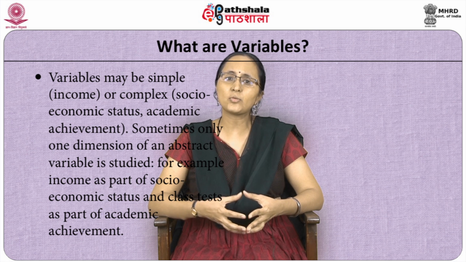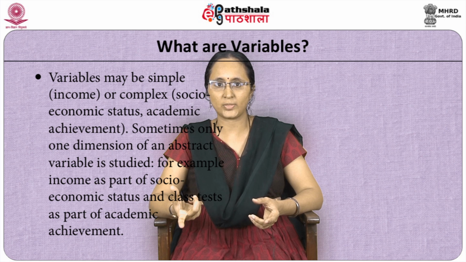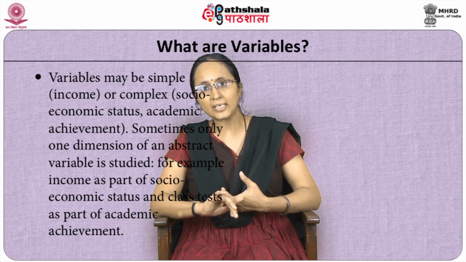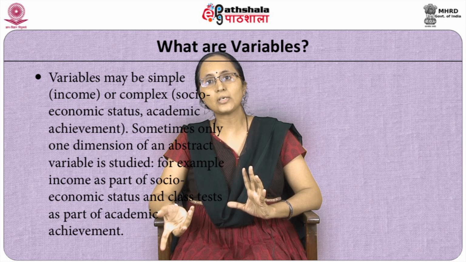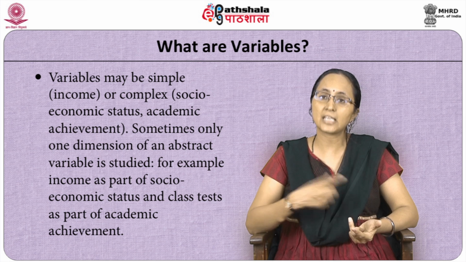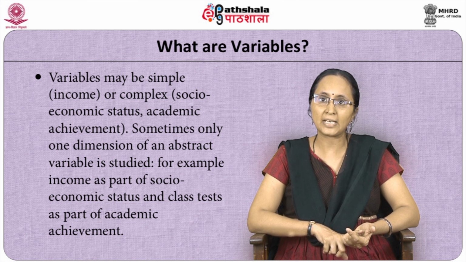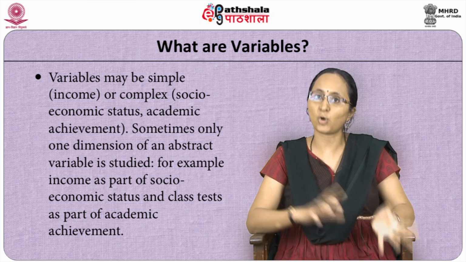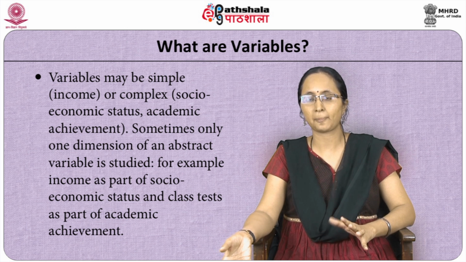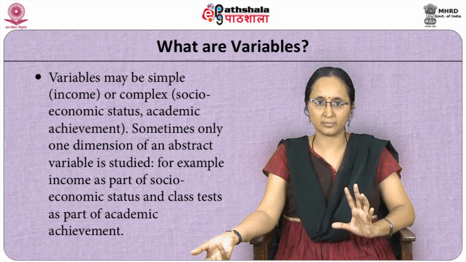Sometimes you examine only one aspect of an abstract variable. Once again, coming back to socio-economic status, you can just do income, which is one aspect, or you can look at education levels, you can look at savings, you can look at ownership of movable items, you can look at ownership of property. So, these also will tell you more about the socio-economic status of a person. So, this is a complex variable, okay. And you are examining multiple aspects, whereas if you just look at income, you are examining one aspect of the variable.